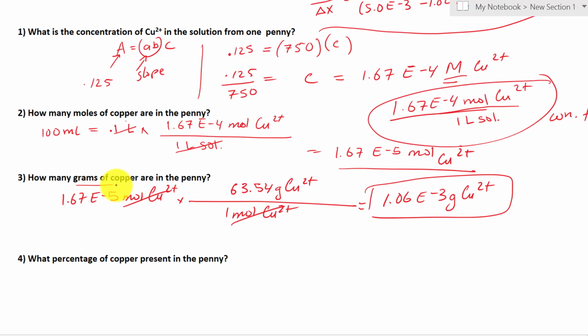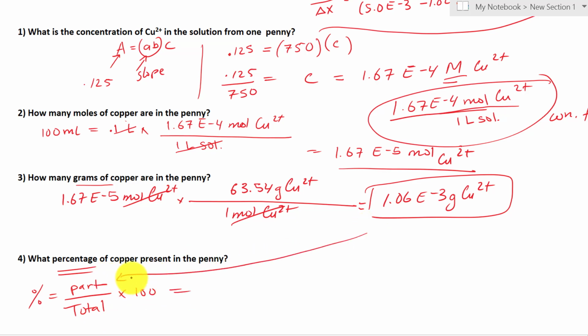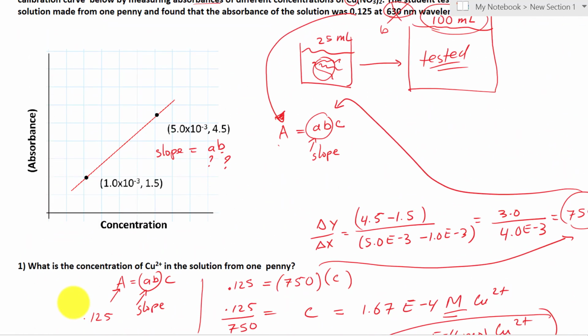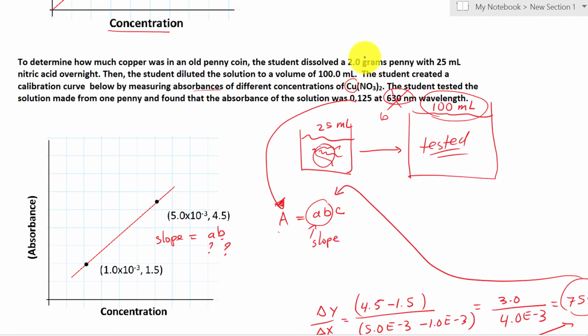And lastly, what is the percentage of copper present in the penny? Well, remember, percentage is what? Percentage will equal part divided by total times 100. In this case, what is the part? The part is right there. What's the total? What's the total mass of the penny? In this case, the mass of the penny is 2 grams right there.